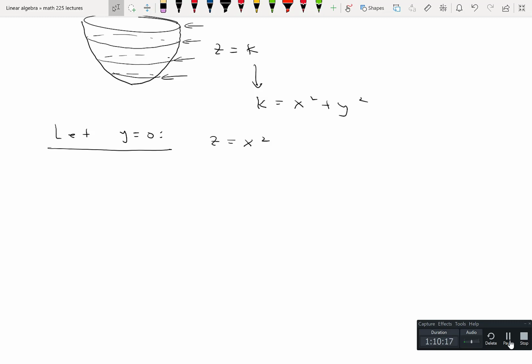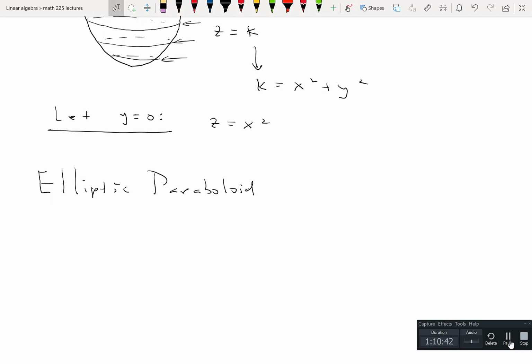Okay, so the general form. This thing, by the way, is called an elliptic paraboloid. The traces of an elliptic paraboloid in planes that are horizontal are ellipses. Ours were special ellipses. They were circles, but they're ellipses. The cross sections with horizontal planes are ellipses. General form.